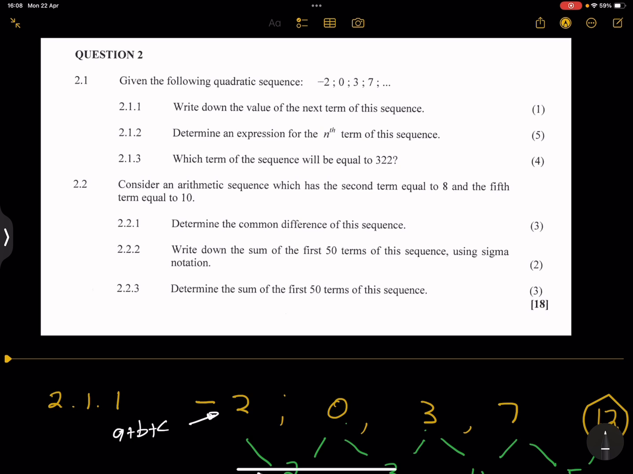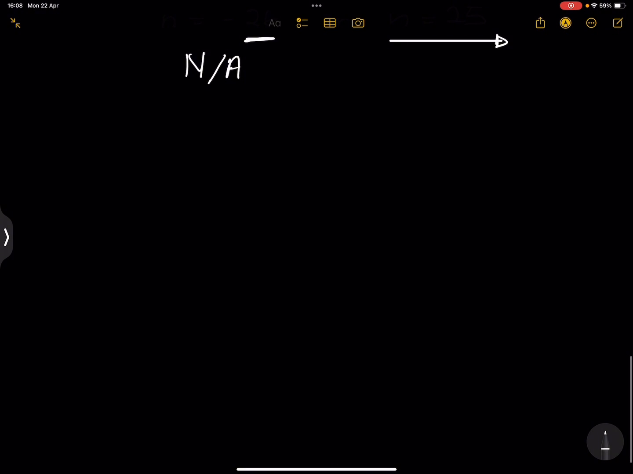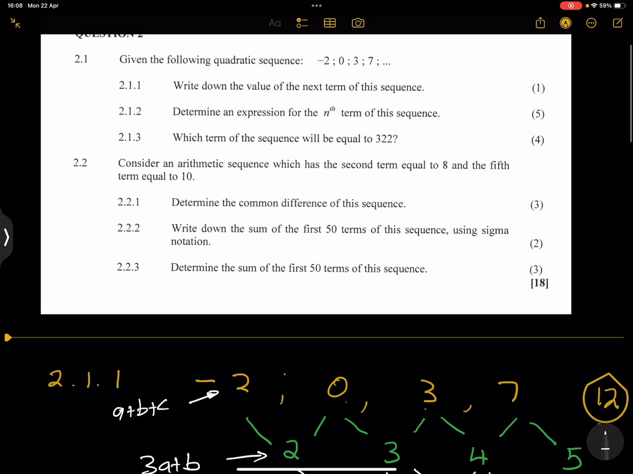Okay, so now we go to the next question. They say consider the arithmetic sequence that has a second term equal to 8 and a fifth term equal to 10. So ladies and gents, please note, they did tell us that it is an arithmetic sequence. So we know that for an arithmetic sequence, we've got a plus n minus 1 times d, right? So they are telling us that we've got a, initially they said the 8th term, right? Or rather, sorry, the 2nd term, which is equal to 8.